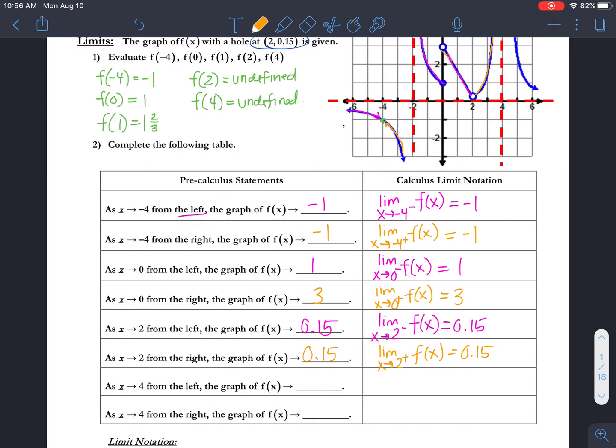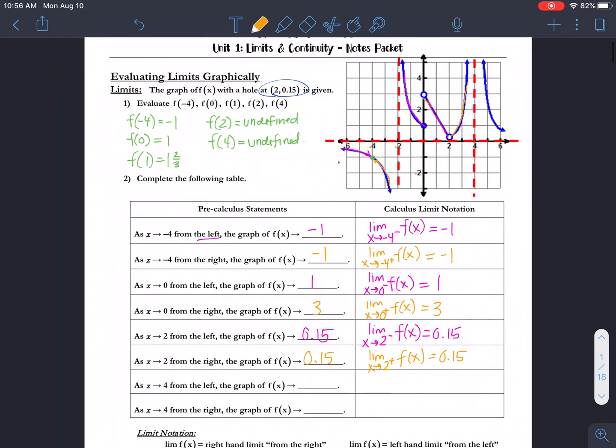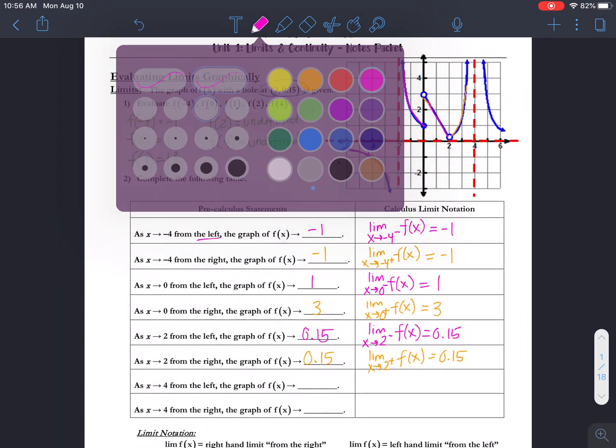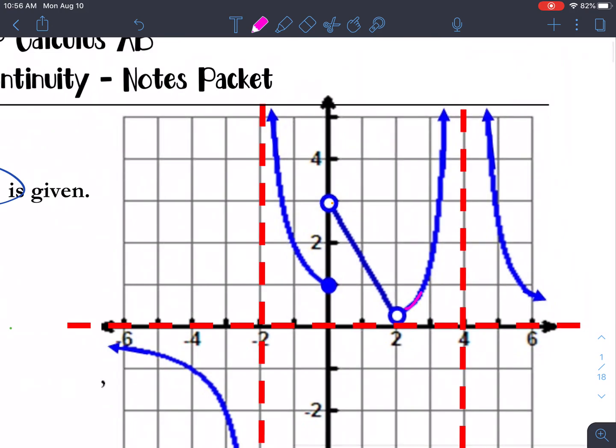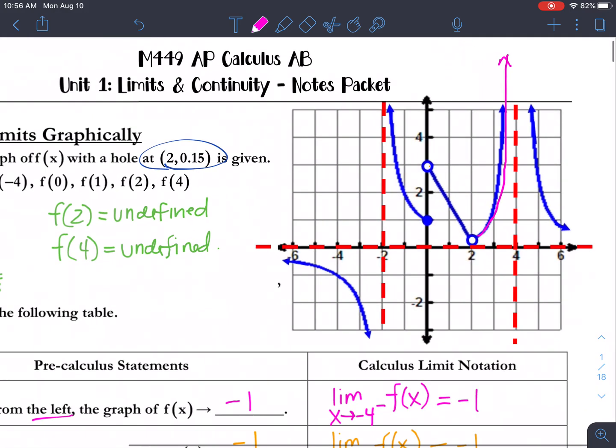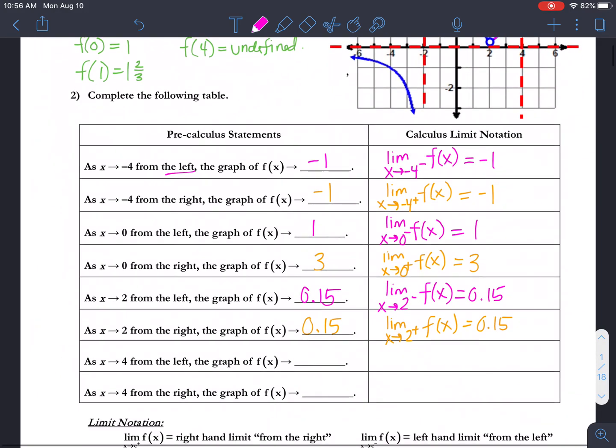Okay, and we're going to finish this up. What about as we approach 4? Okay, this is kind of a tricky one. So I'm going to take pink again to come from the left. I'm going to erase some of this color I have here. Okay, as I come from the left, as I get closer and closer to 4, what's happening to my y values? I'm at 4, I'm at 6, I'm at 100, I'm at 1,000, right? This is going towards positive infinity as I come from the left.